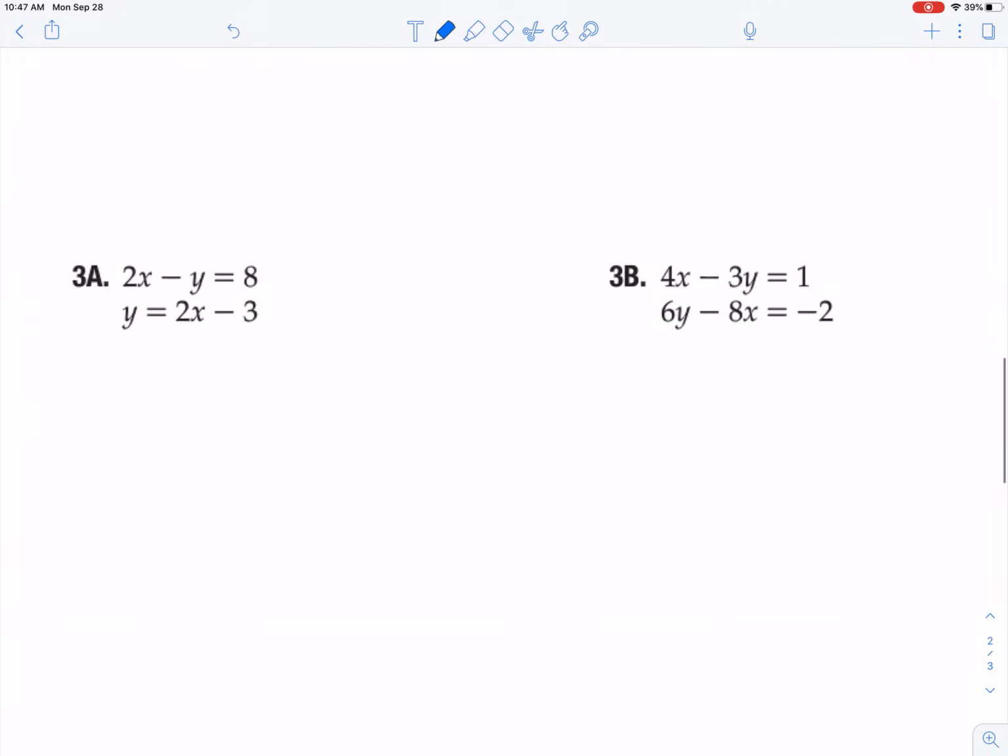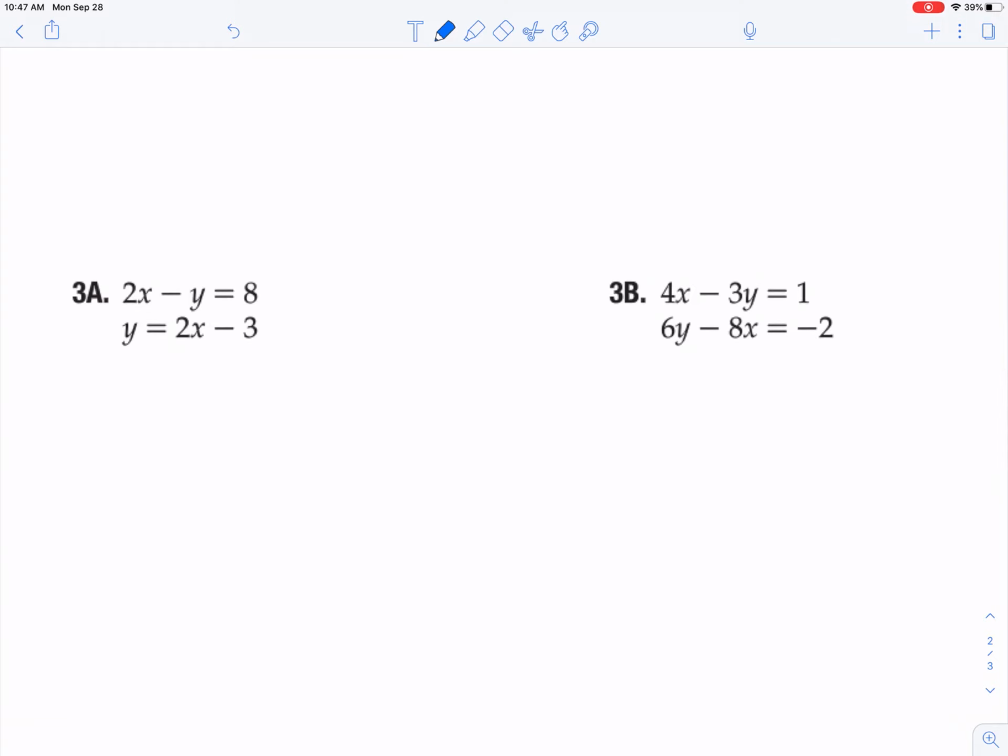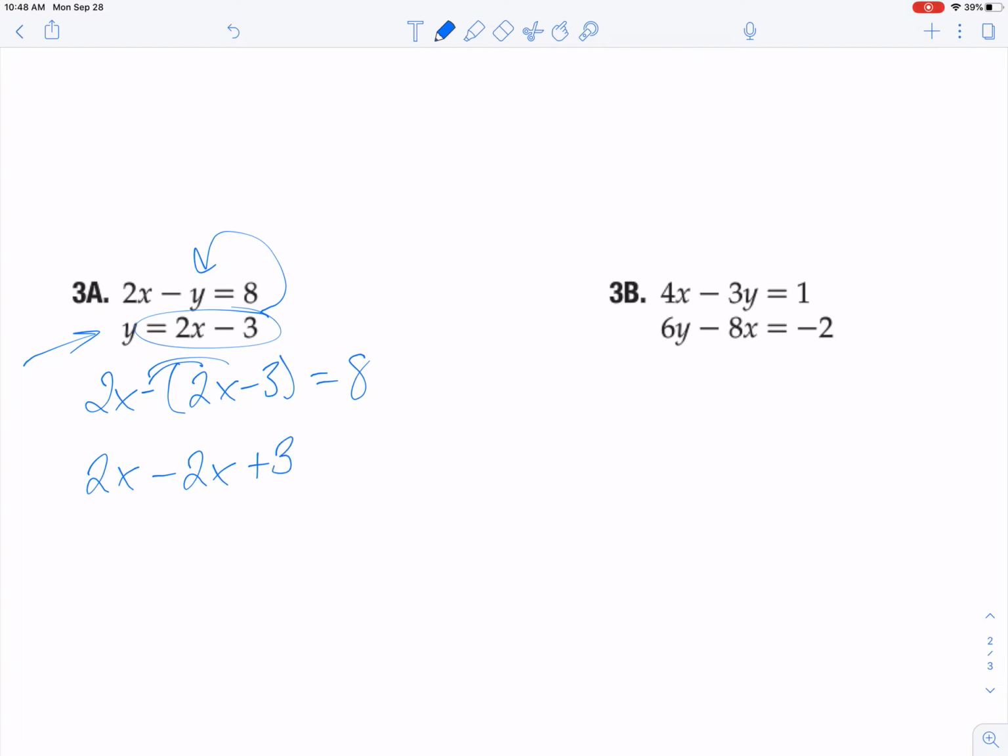Let's see. I think these two will be weird answers for us, so that's good. I'm going to take this 2x minus 3. It does look like the y is already by itself. And I plug it in for y. 2x minus, parentheses, 2x minus 3. And the whole thing equals 8. I'm going to distribute the negative sign, basically multiplying by a -1. 2x minus 2x plus 3 equals 8. And 2x minus 2x cancels.